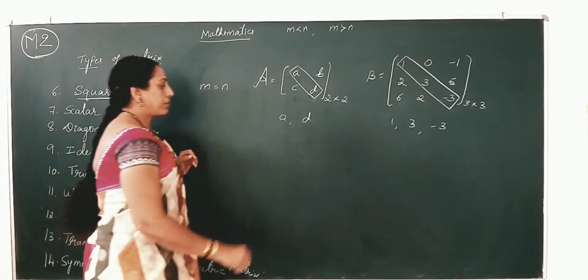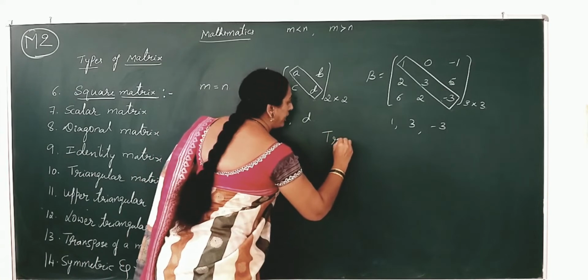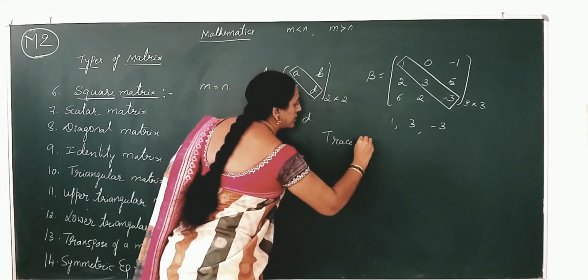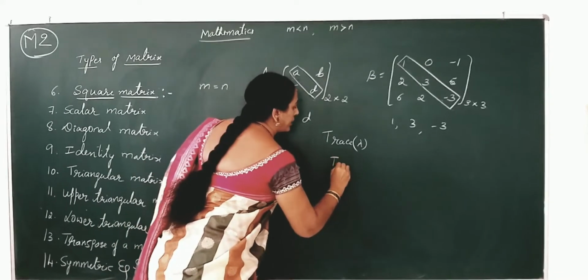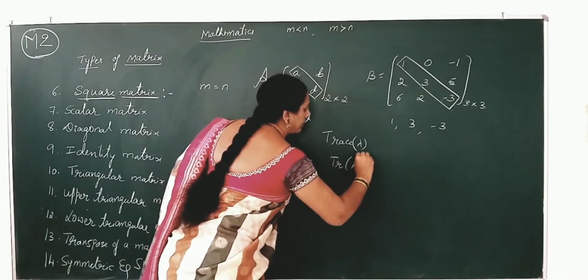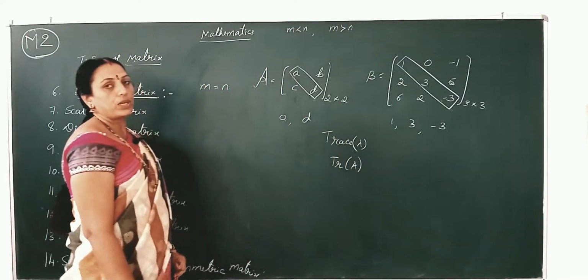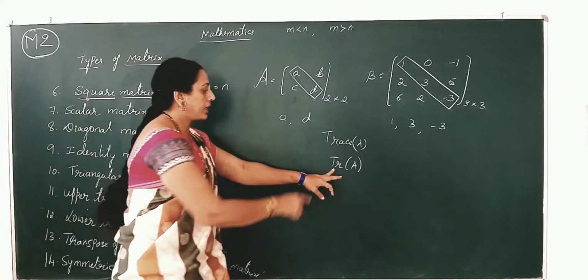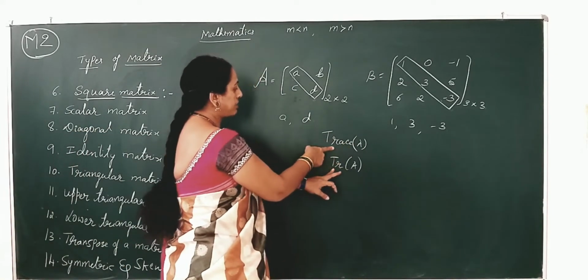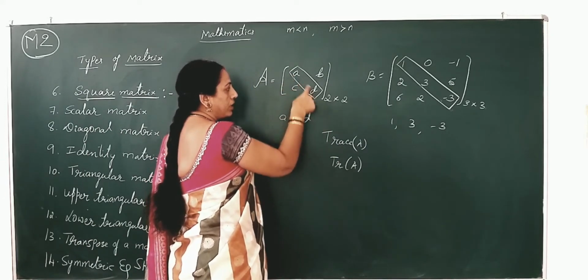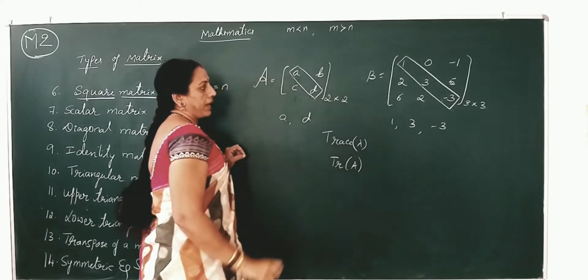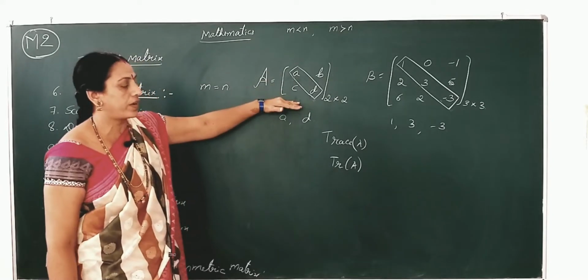Now a square matrix is also defined by its trace. In the matrix we can now define the trace. Trace is denoted by TR. A is one of the symbols denoting the matrix. TR of A means the trace of A. Trace means the sum of all the elements of what are called the principal diagonal elements of a square matrix.